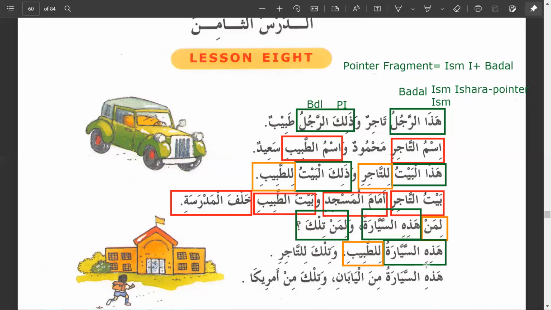Translation. Hazihi sayyaratu. This car is for the doctor. And then وَتِلْكَ لِلتَّاجِرِ, and that is for the merchant. Excellent.